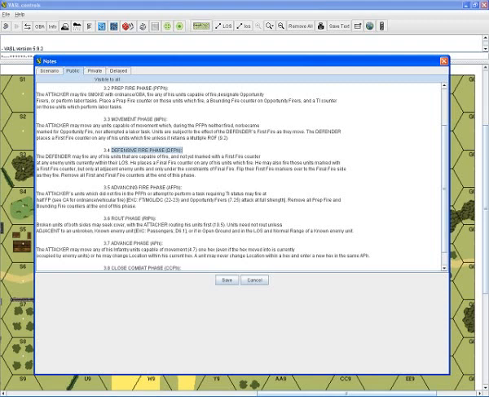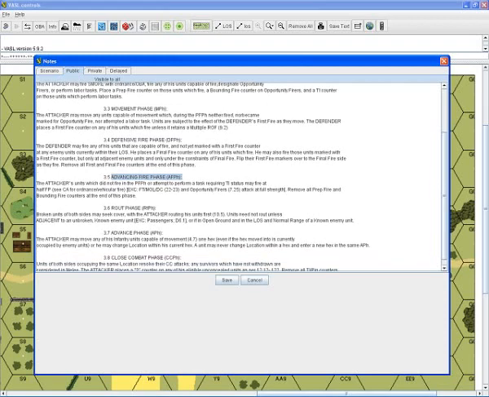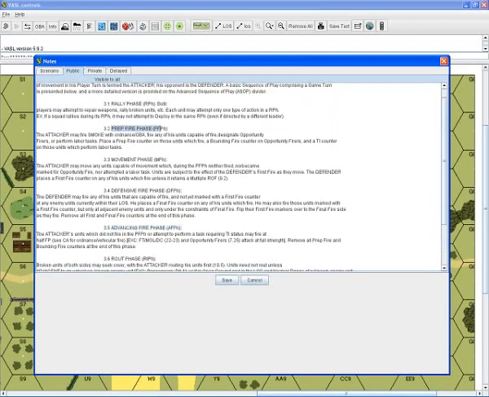Basically, think of the defensive fire phase as a defender, the non-moving player, can fire any of his units that's capable of firing and are not marked with the first fire counter. Once the defensive fire phase is complete, it's back to the attacking player, and they get to then advancing fire phase, or AFPH, advancing firing phase. So during the advancing fire phase, those units that did not shoot during the prep fire phase can then use their advanced firing phase.